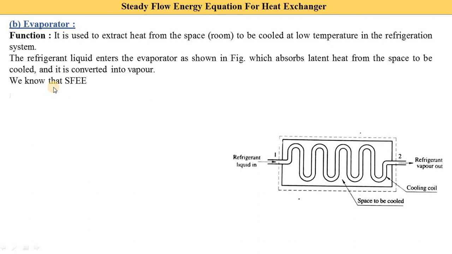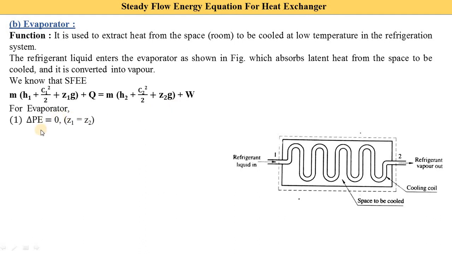Now we know the steady flow energy equation. These are the basic steady flow energy equations, and we consider certain parameters for the evaporator. The change in potential energy is 0, meaning Z1 is equal to Z2. The change in kinetic energy is 0, meaning C1 is equal to C2. Work done is equal to 0, meaning there is no shaft work, no work interactions. So W is equal to 0.